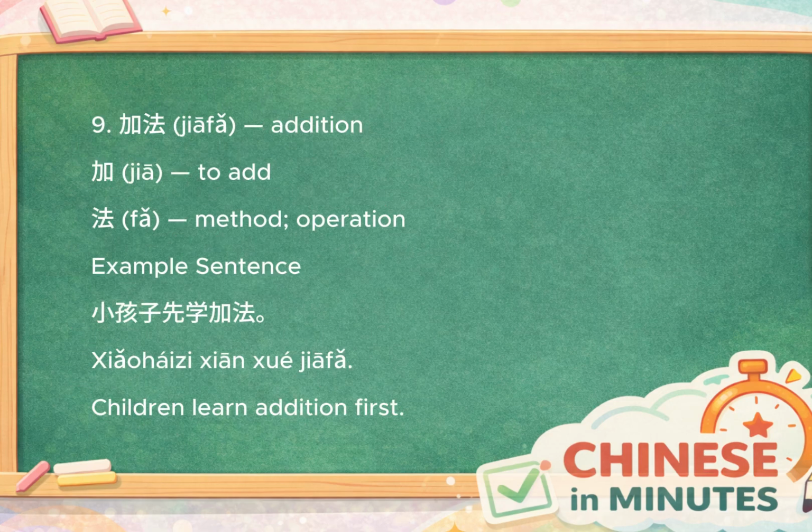9. 加法, addition. 加法 combines 加, meaning to add, with 法, meaning a method or mathematical operation. So it literally describes the method of adding. In everyday Chinese, 加法 means addition. For example, 小孩子先学加法。Children learn addition first. Imagine two groups of numbers coming together to make one larger number. That is 加法.